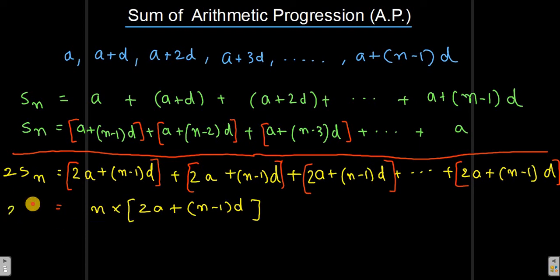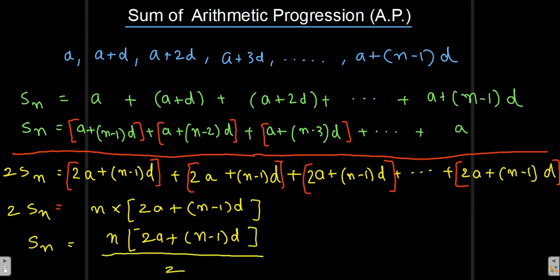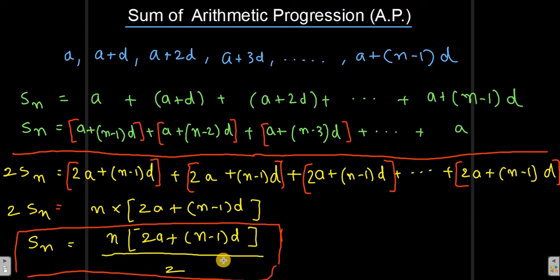Right? Now on the left hand side we have 2 into Sn. So Sn, that is the sum of n terms in this arithmetic progression, will equal n into 2A plus N minus 1 into D, divided by 2. So that is actually the formula for finding the sum of an arithmetic progression. We can find it like this.